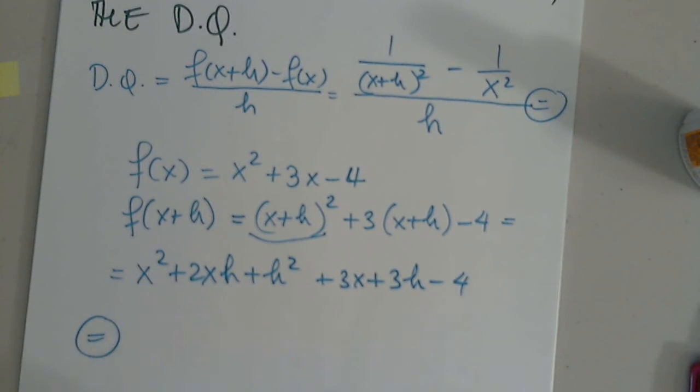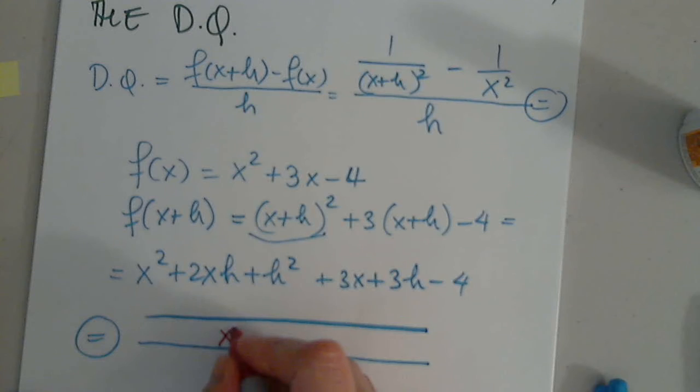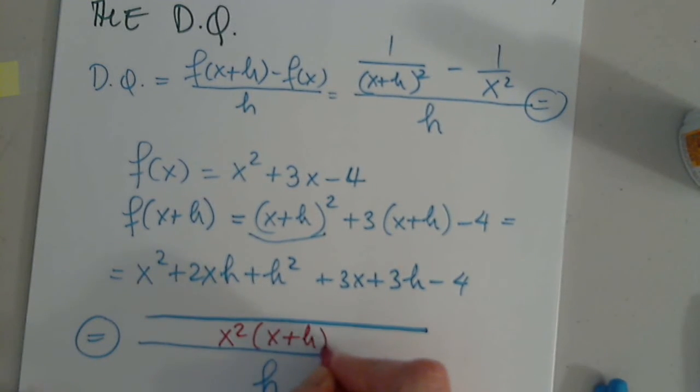Okay. Can anyone give us the least common denominator in the numerator? X squared times x plus h squared. Awesome. Do we all agree with that? Who said it? Me, RJ. RJ, very good. Thank you. Any questions?